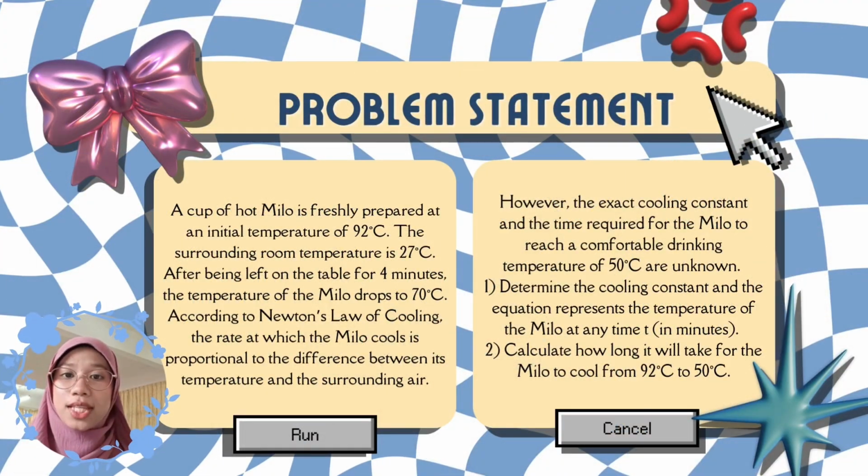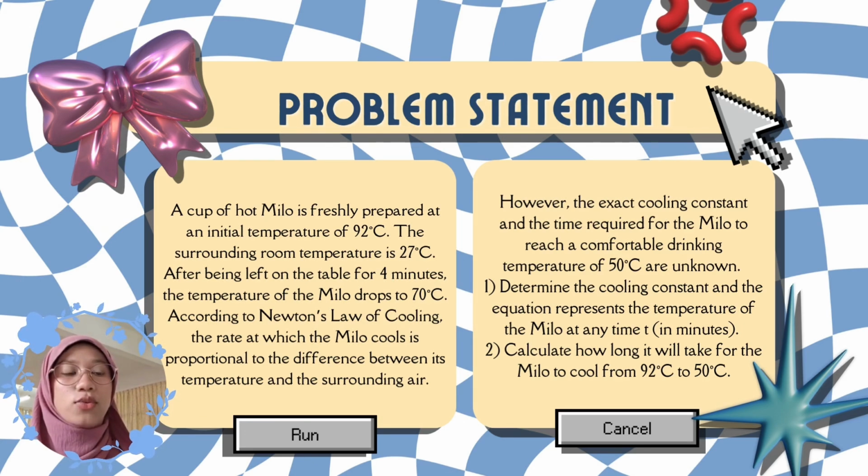Next is the problem statement. A cup of hot Milo is freshly prepared at an initial temperature of 92 Celsius. The surrounding room temperature is 27 Celsius. After being left on the table for 4 minutes, the temperature of the Milo drops to 70 Celsius. According to Newton's law of cooling, the rate at which the Milo cools is proportional to the difference between its temperature and the surrounding air. However, the exact cooling constant and the time required for the Milo to reach a comfortable drinking temperature of 50 Celsius are unknown. We have two questions here.